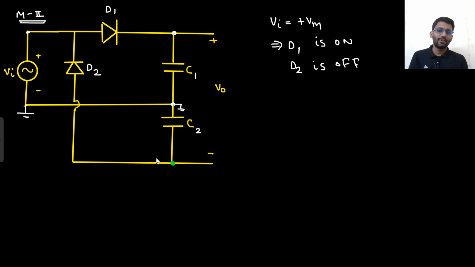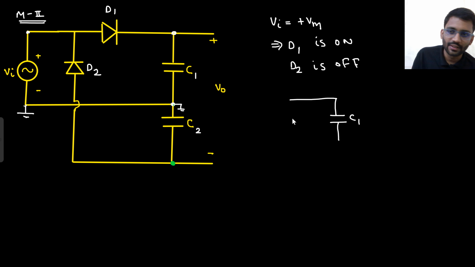So what will be the circuit? These wires will not come into action. Even C2 will be open-ended. So if D1 is on, this will be C1. This is Vin, which is directly exposed to capacitor C1, and Vin is equal to Vm only. So I should write Vm. And this is open-ended, so this wire is gone. There is no meaning of this wire, and C2 will also be open-ended.